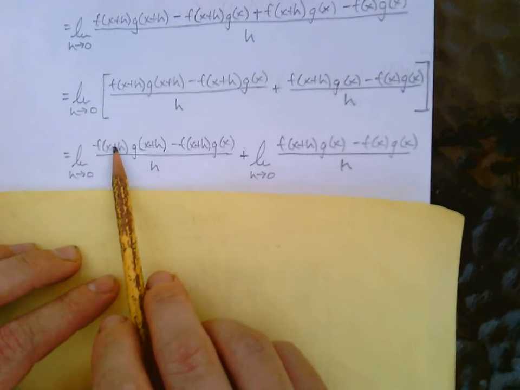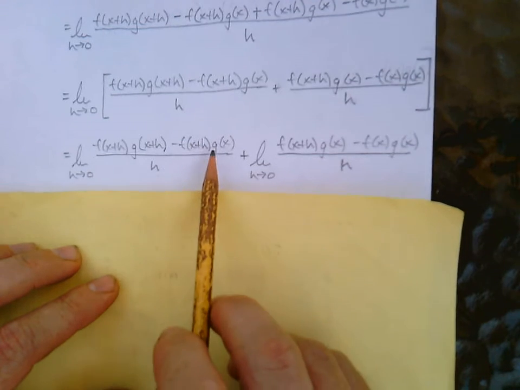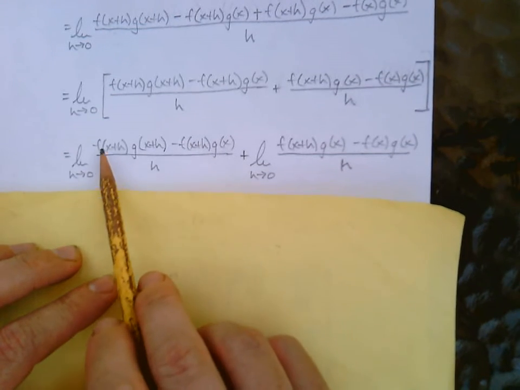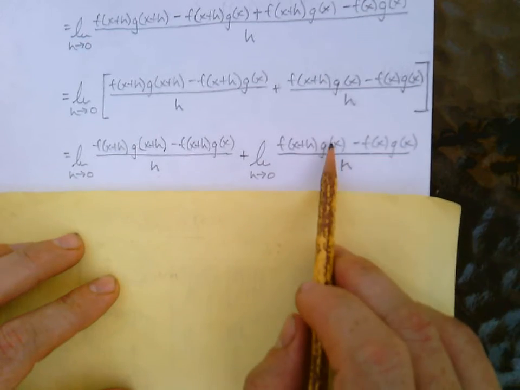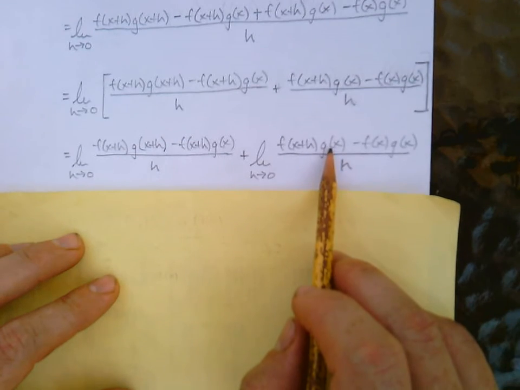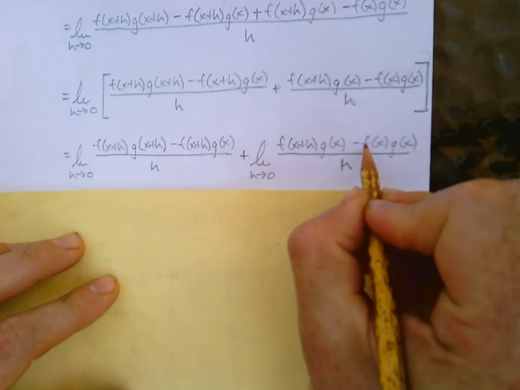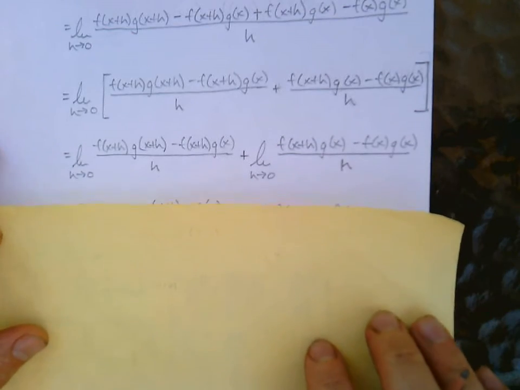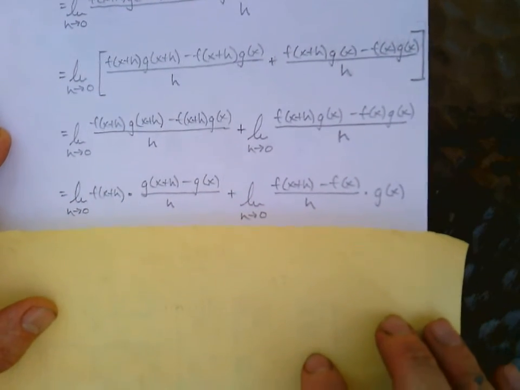Notice both terms in the numerator here have f of x plus h. So we're going to be able to factor that out. Over here, both terms have g of x. We're going to be able to factor that out. So here's what's going to happen.